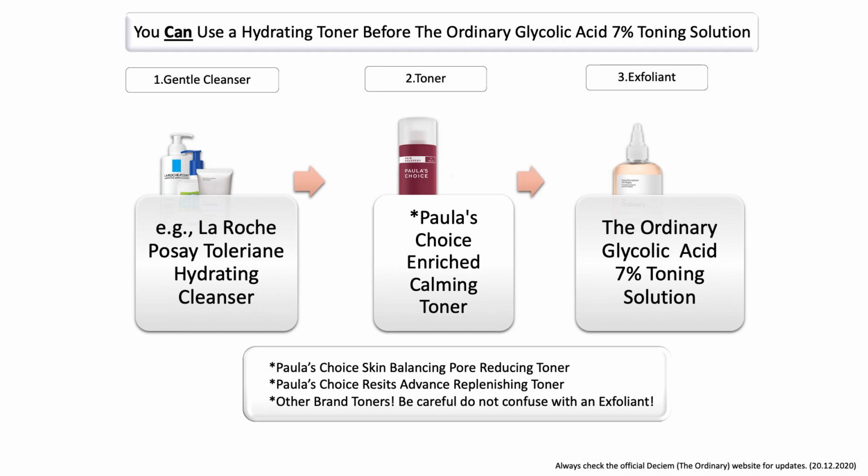I do want to emphasize one more thing because I get that question quite often. The Pixi Beauty Glow Tonic, Glycolic Acid Tonic Toner, is also an exfoliating toner. It's similar to the glycolic acid toning solution. So if you have the Pixi 5% glycolic acid toner, please do not use it in the same routine as the Ordinary Glycolic Acid 7% Toning Solution. Those are quite similar. They still have an exfoliating acid in them, so it's not really soothing in that case. It still exfoliates the skin.